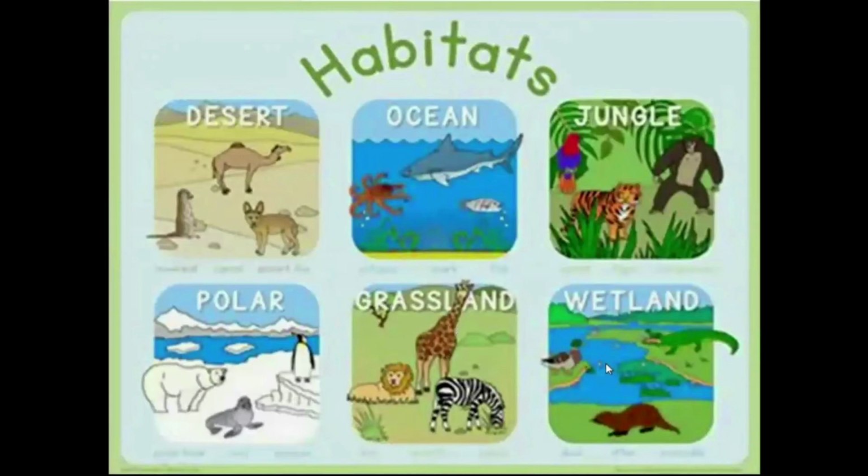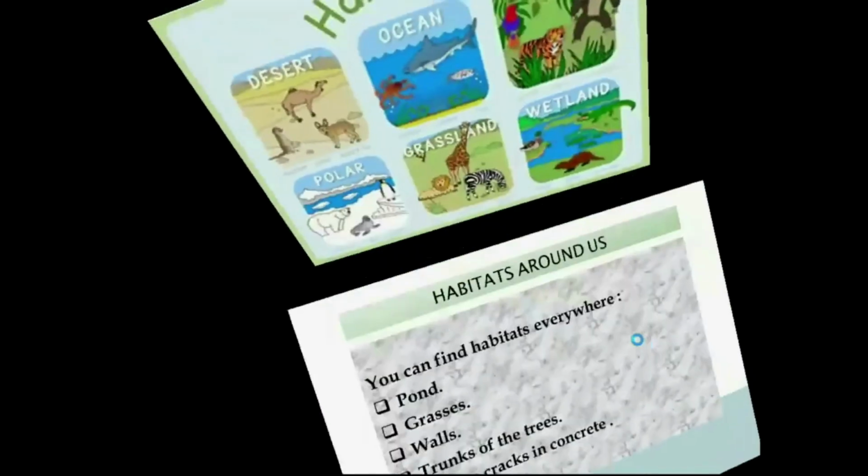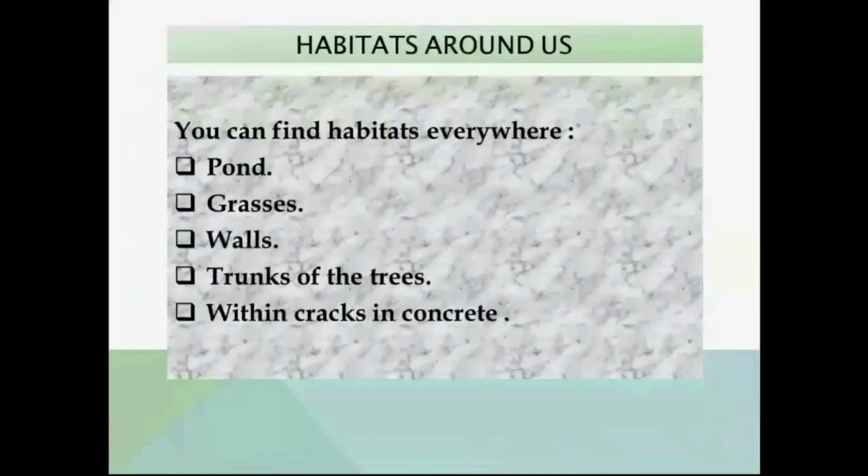So can we say this is their habitat? What's the name of their habitat? Grassland. So the place where they like to live is what? A grassland habitat. Then we have wetlands. Some animals like to live in wetlands. There are different types of habitats around us. You can find habitat everywhere.